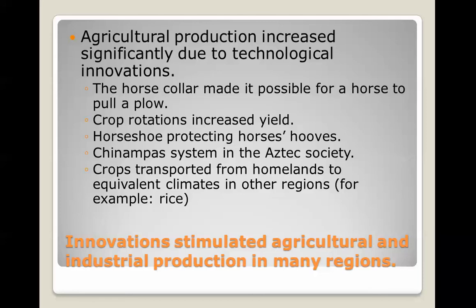This field system allowed the Aztecs to feed the large population of the Aztec capital of Tenochtitlan, which was situated in the middle of Lake Texcoco in central Mexico, which is just crazy. And then you also had crops being transported from homelands to equivalent climates in other regions, like rice that we've already talked about. China was importing a type of rice from Vietnam, and this greatly increased China's food supply.